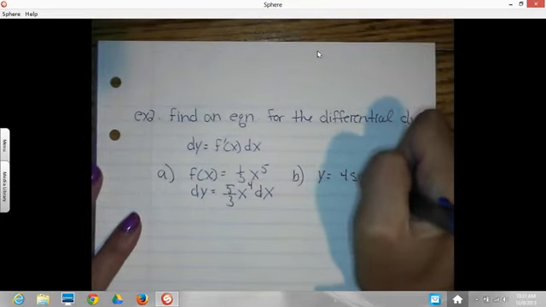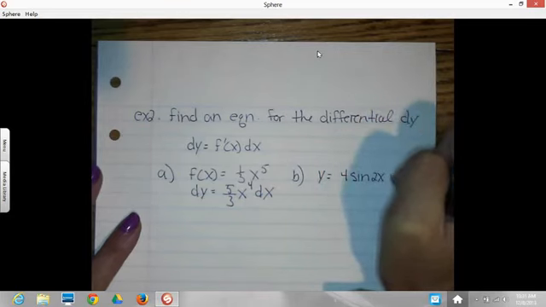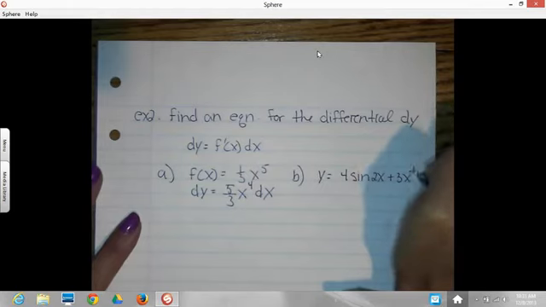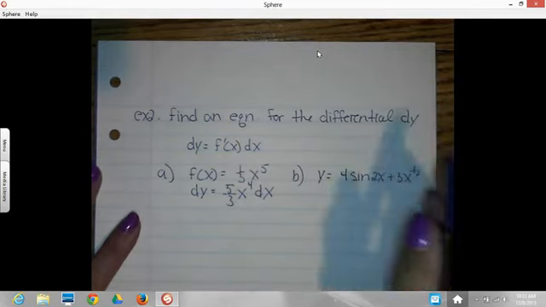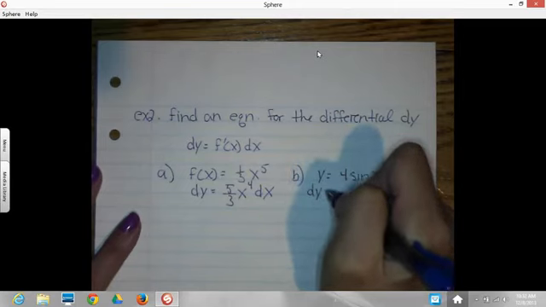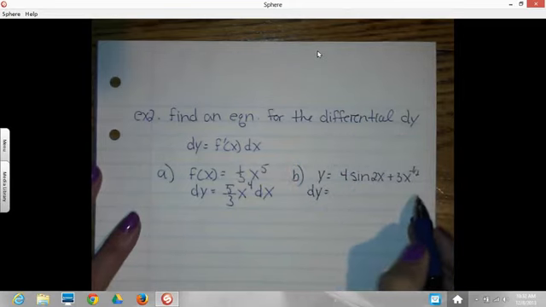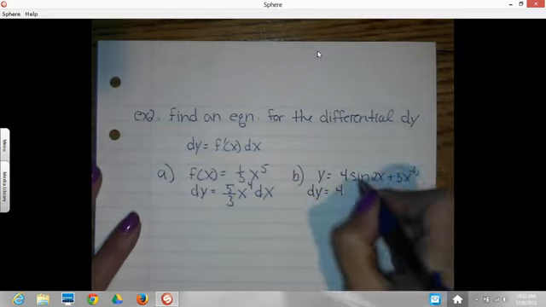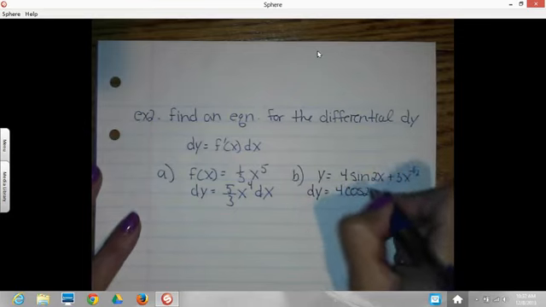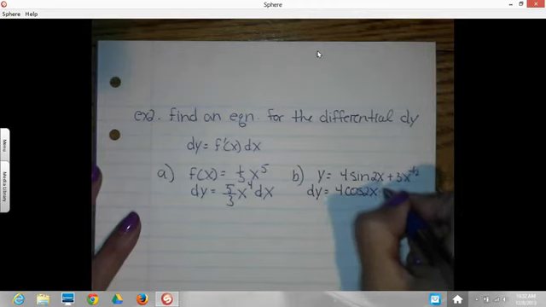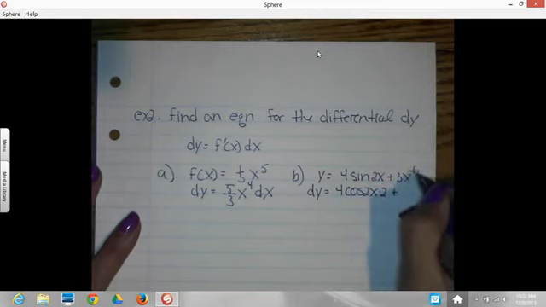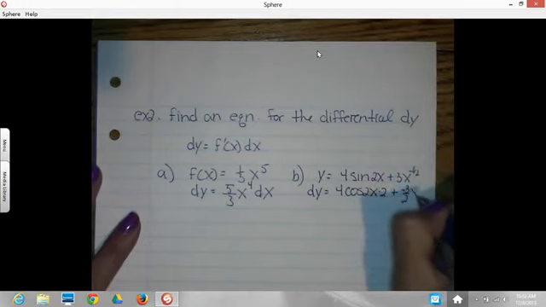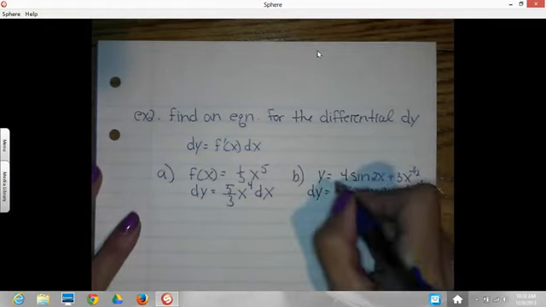If I had y equals, which y is another way for f of x, doesn't matter, 4 sine 2x plus 3x to the negative 1/2, and I want the differential dy, I've just got to do the derivative of this and times by a dx at the end. Okay, so 4 is a multiplier. Derivative of sine is cosine times the derivative of the angle plus the next derivative. The 1/2 comes down as a multiplier, so that'll be a negative 3/2. X subtract 1, I'm going to get negative 3/2. Because there's 2 terms here, I definitely want to have parentheses with the dx.